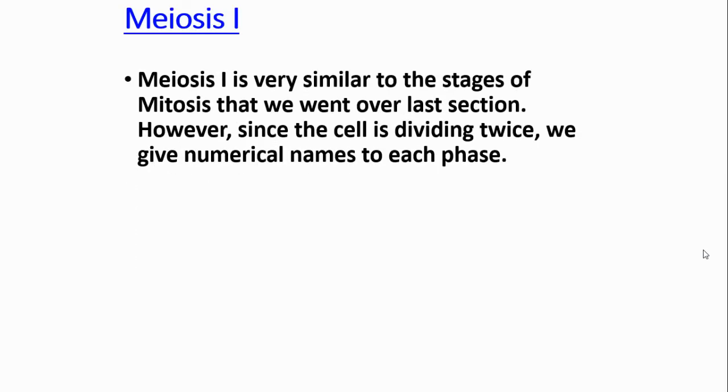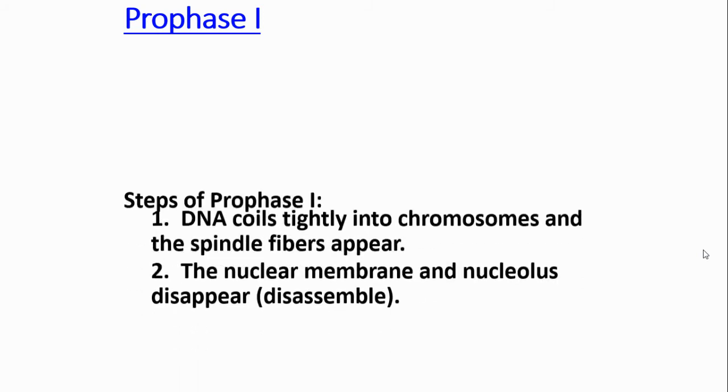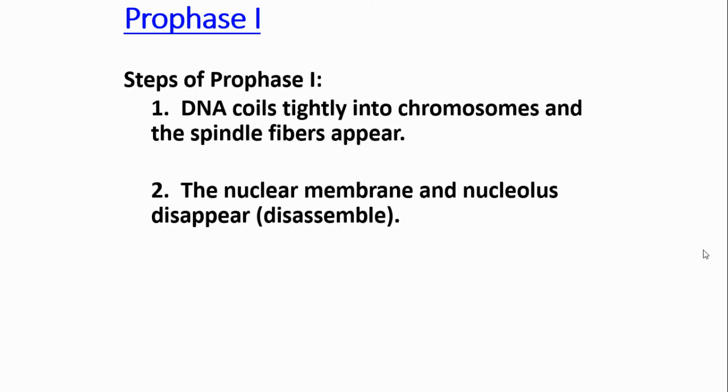Meiosis 1 is very similar to the stages of mitosis that we went over in the last section. However, since the cell is dividing twice, we give numerical names to each phase. So prophase of mitosis is called prophase 1 in meiosis 1. Metaphase of mitosis is called metaphase 1 in meiosis 1, and so on. So we'll start with prophase 1.